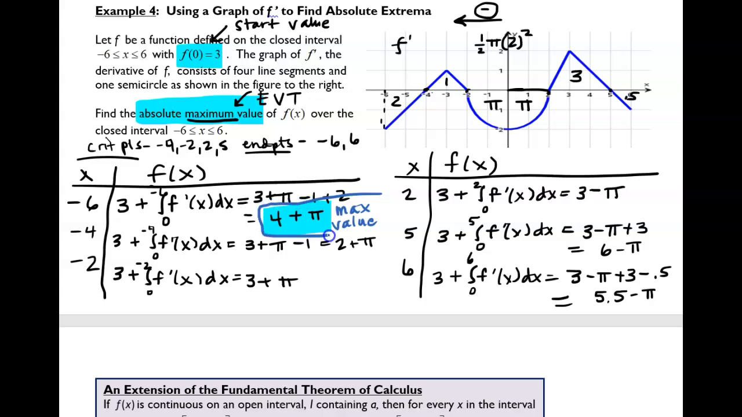Make sure that you're putting maximum value means the y value, so I don't want to say my maximum value is negative 6. My maximum value is 4 plus pi, and it happens at x equals negative 6. But my maximum value is 4 plus pi. So once again, just make sure we're using the point that we were given, f of 0, and then we're looking at the net change in area between 0 and those other critical points that we were looking at.